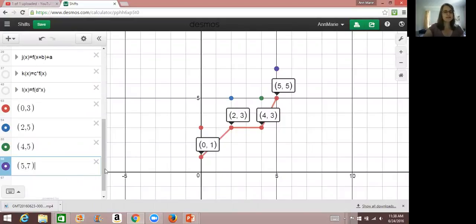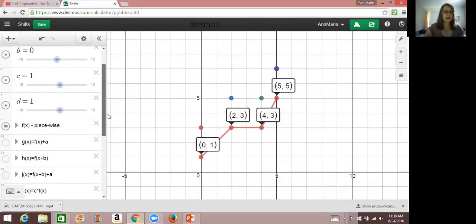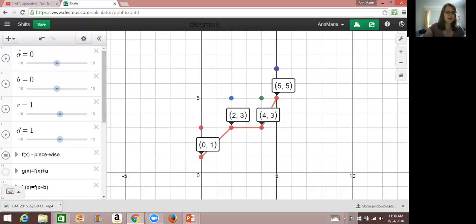Now, if I'm right, then when I make my b 2 and turn on this function, look at that. So what happened? Let me show you.